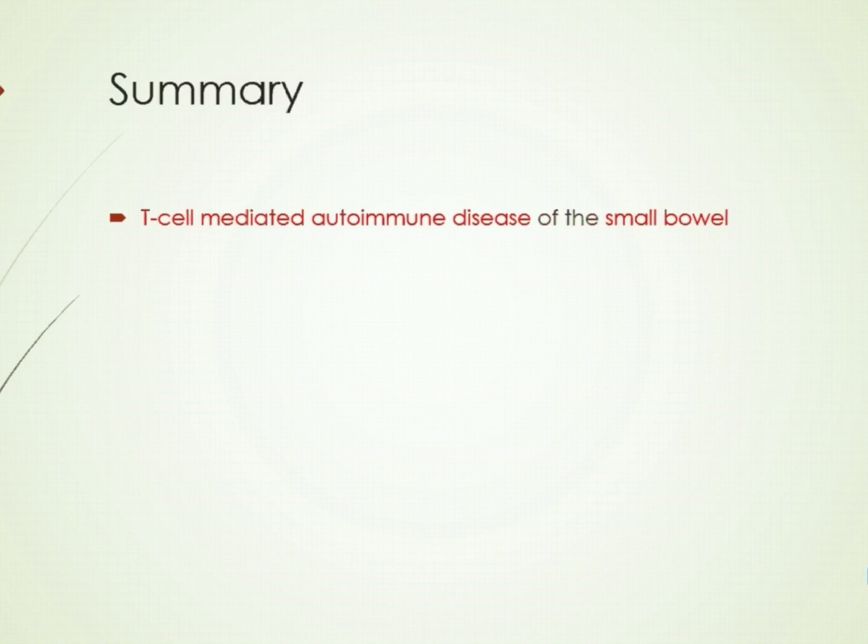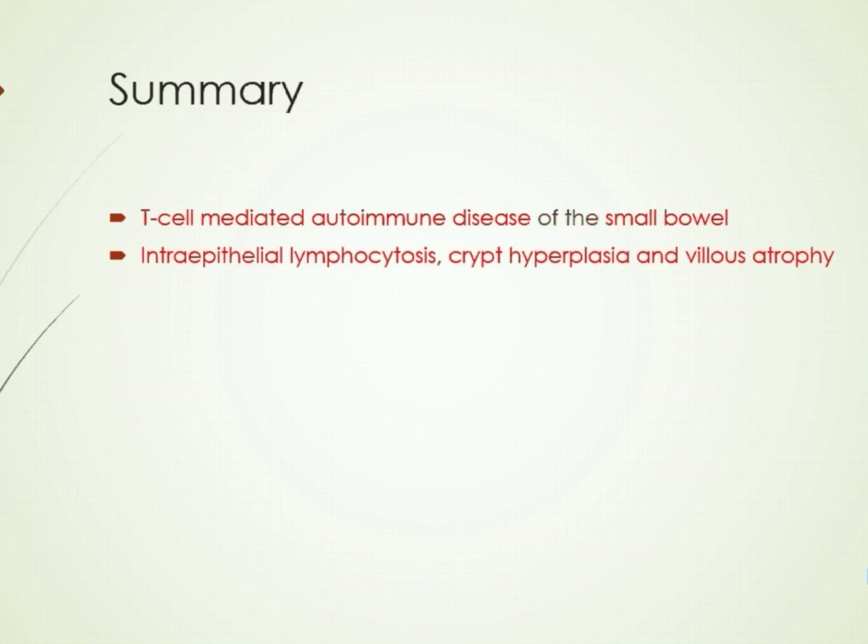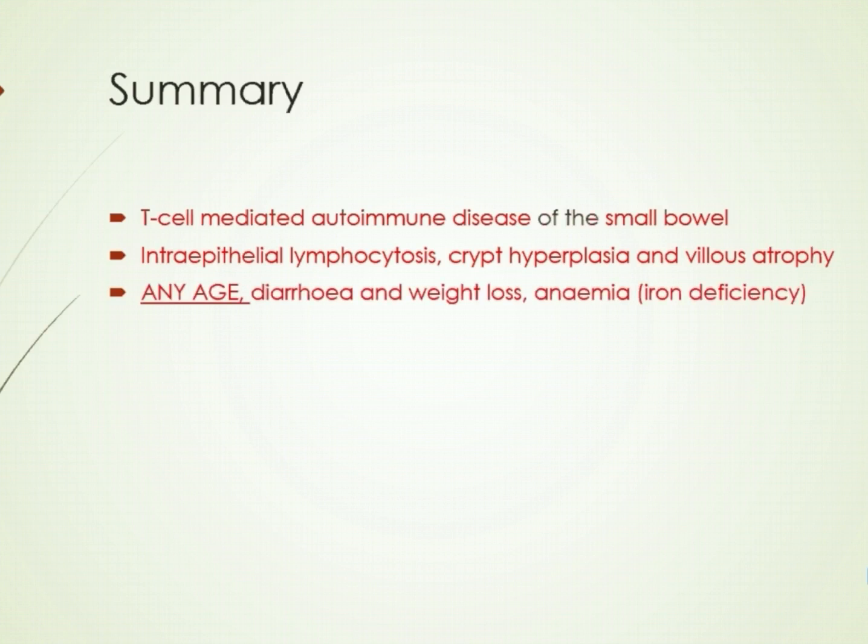So in summary, celiac disease is a T-cell mediated autoimmune disease affecting the small intestine. The resulting autoimmune reaction can be seen on microscopy as an intraepithelial lymphocytosis, crypt hyperplasia and villus atrophy. Celiac disease can affect patients at any age, and the most important presentation that you should look out for is that of diarrhea and weight loss. And don't forget anemia.